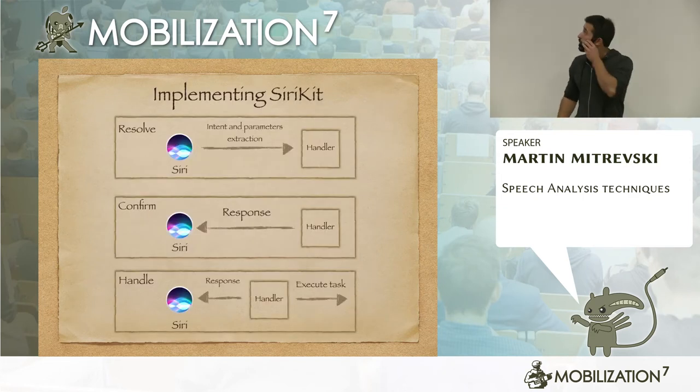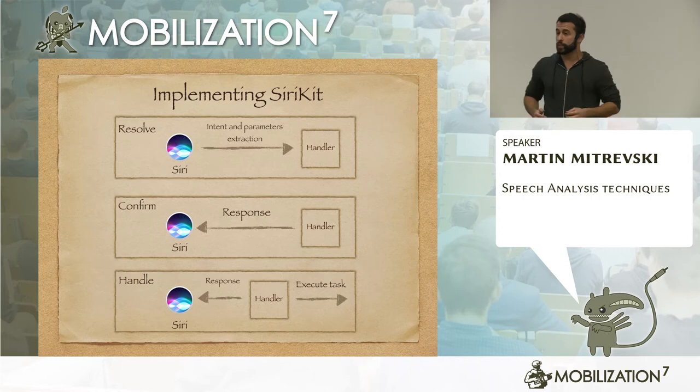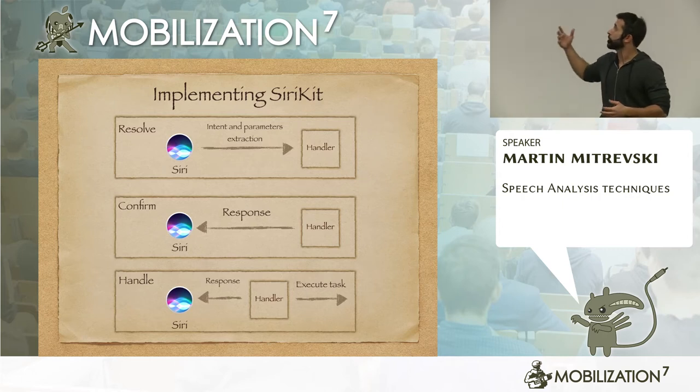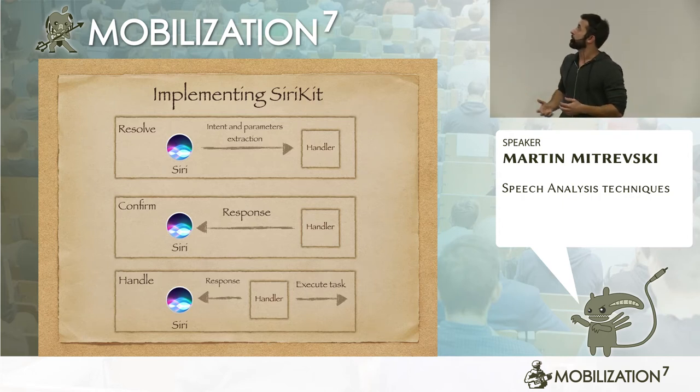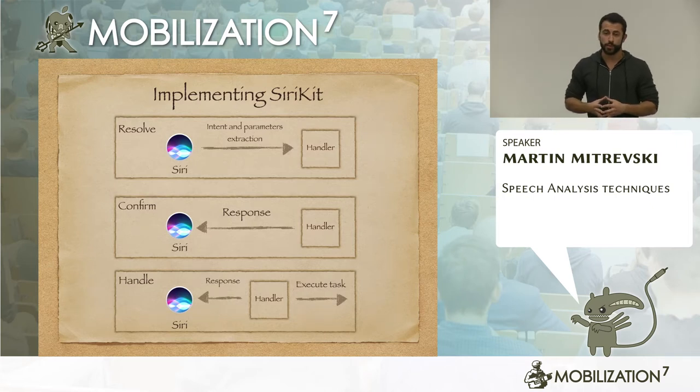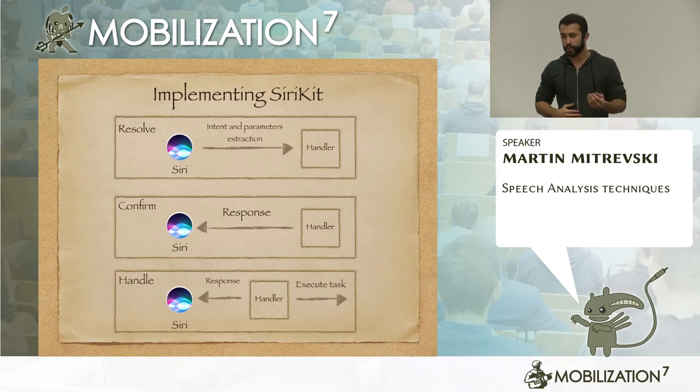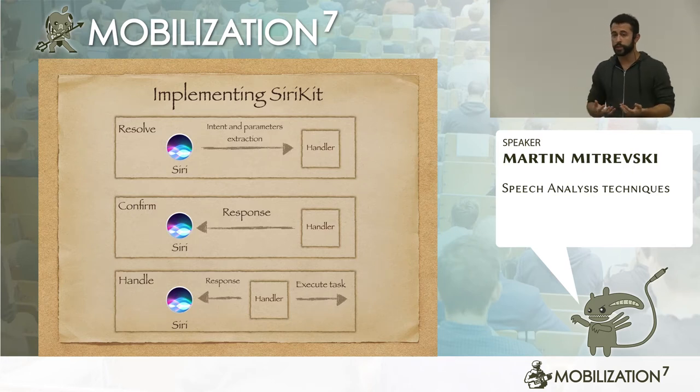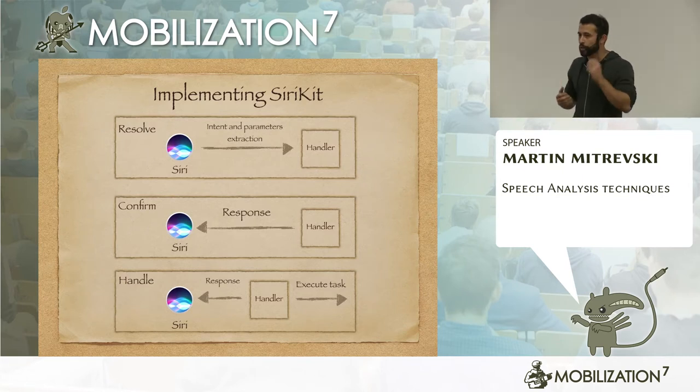So how do you implement SiriKit? Well, it revolves around three basic steps. The first one is resolve. This is the place where the user, after the user is telling the phrase, if they missed a parameter, so for example, let's say the user wants to book a ride.